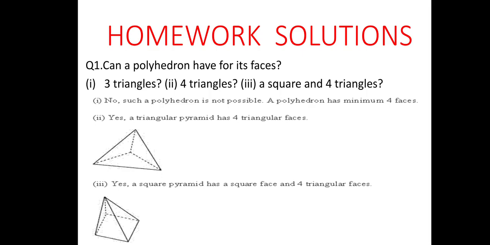Then a square and 4 triangles. Yes, this is also possible because a square pyramid has a square on its base and lateral faces are triangles with a common vertex. So again the answer of this part is yes.